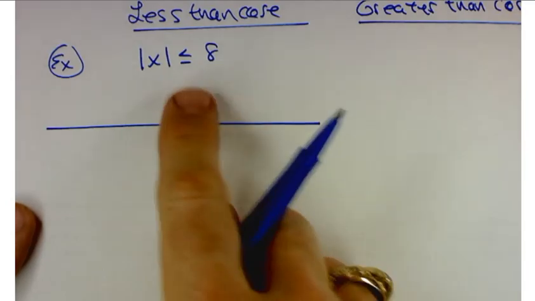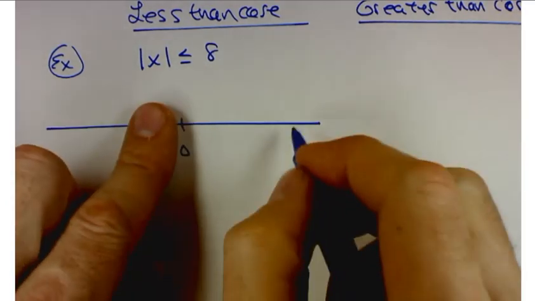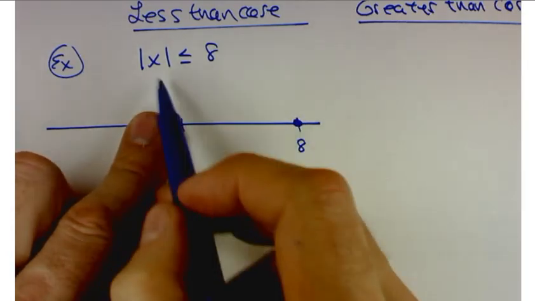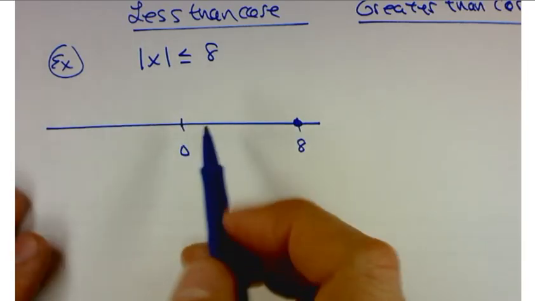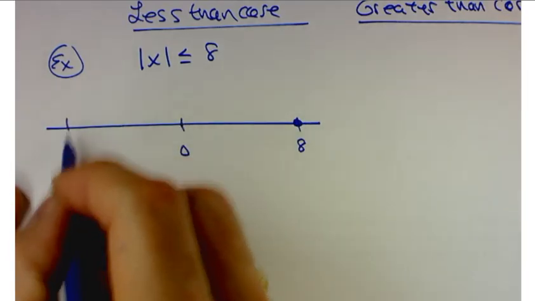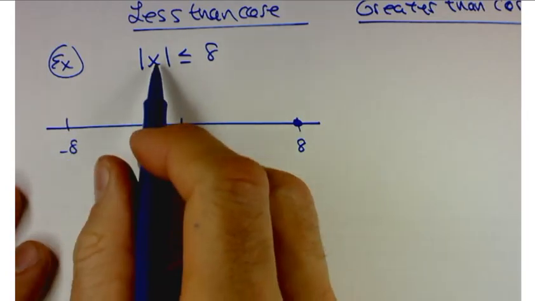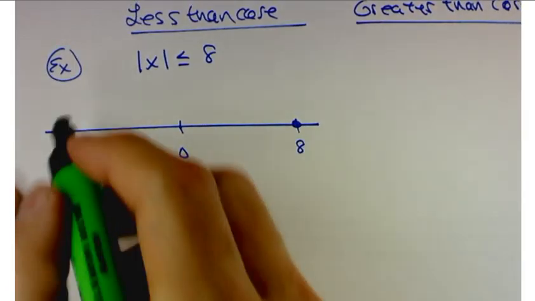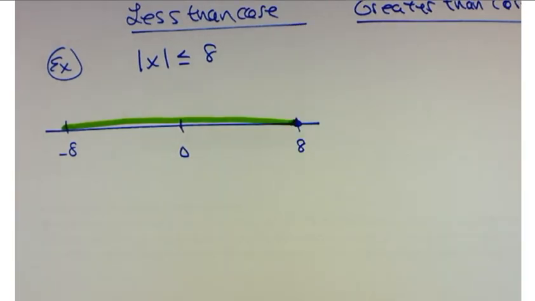What values of x can I put in here that satisfy this? Well, here's 8. So I can put in an 8. 8 is less than or equal to 8. Anything all the way to 0, I'd include, right? But then I can take the absolute value of, say, -4, which is 4, and that's less than 8. In fact, everything between these two points, when I take its absolute value, will be less than or equal to 8.